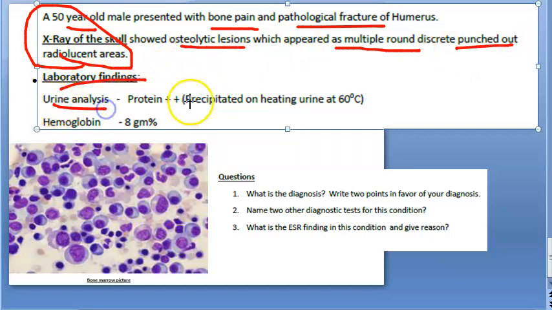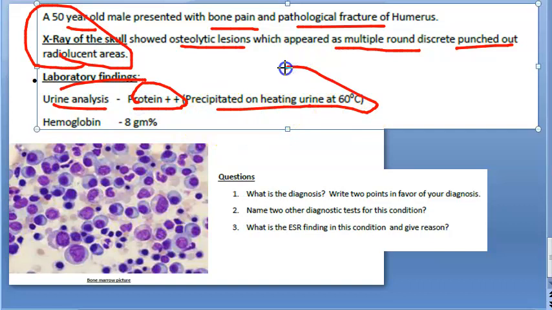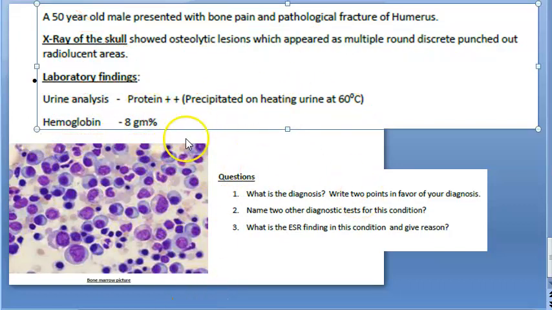Laboratory findings, urine analysis: you are seeing proteins are more, could be Bence-Jones protein, because here they are saying they precipitated on heating urine at 60 degrees centigrade. So Bence-Jones proteins, hemoglobin is less, so some kind of anemic picture is also there. So what all did you see in this now?